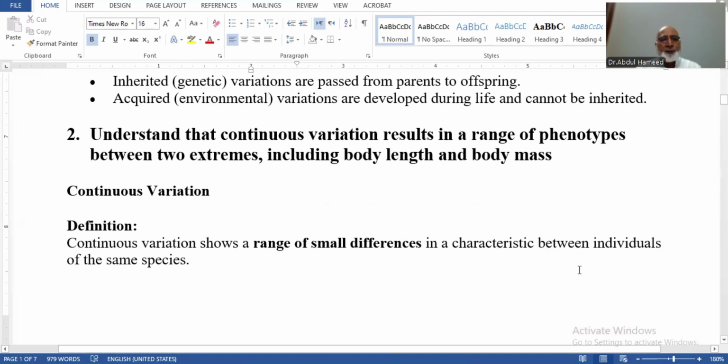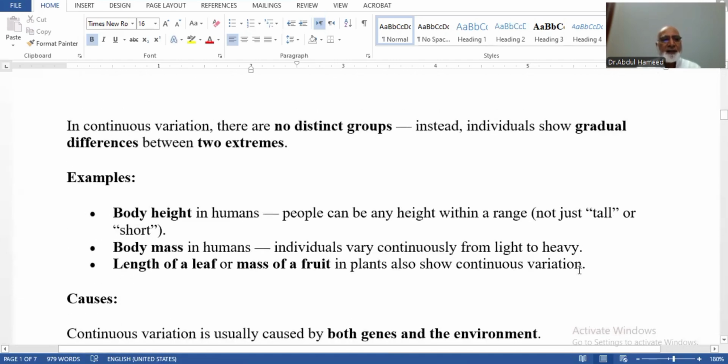Continuous variations show a range of small differences in characteristics between individuals of the same species. In continuous variations, there are no distinct groups. Instead, individuals show gradual differences between two extremes. Example, body height. In humans, people can be of any height within a range, not just tall or short. Although extremes are there, somebody is tall, someone is of short stature, but there is a range.